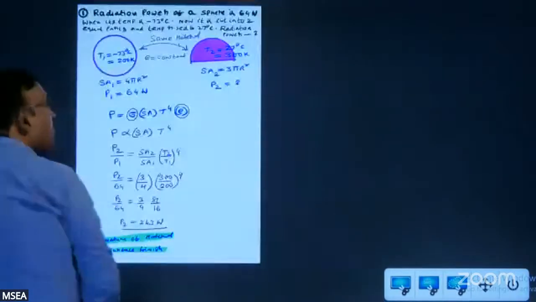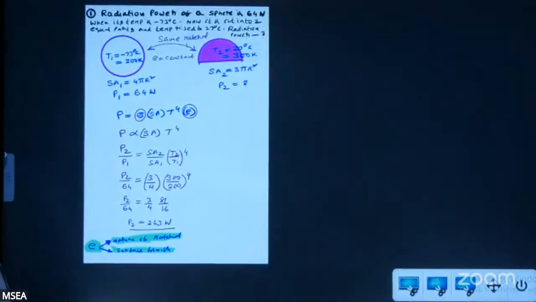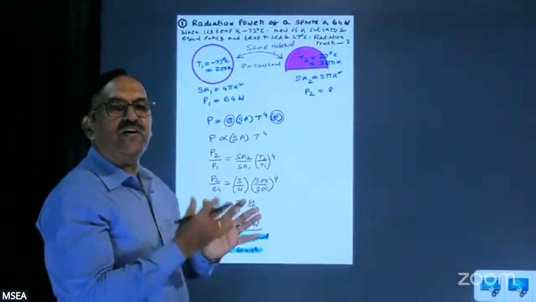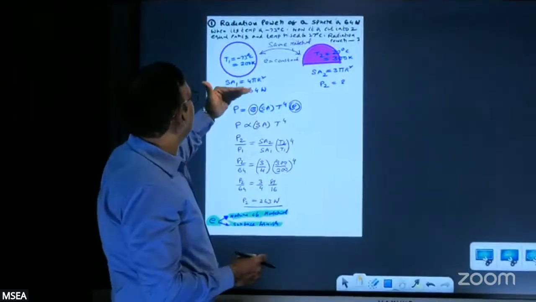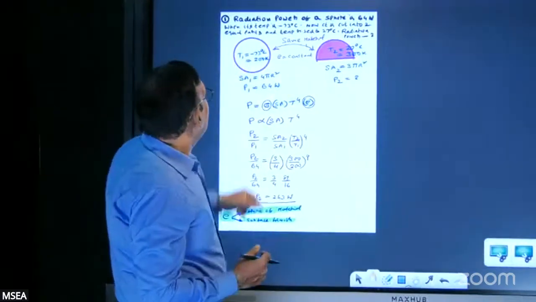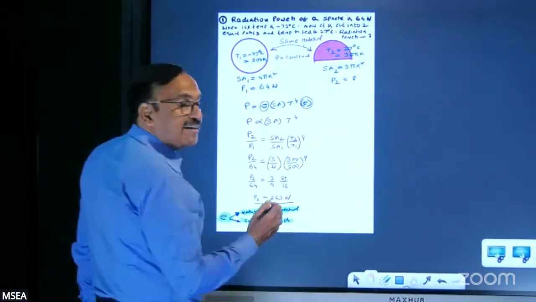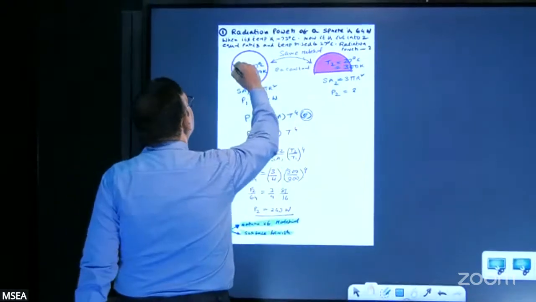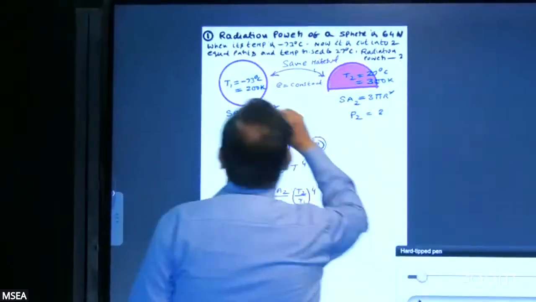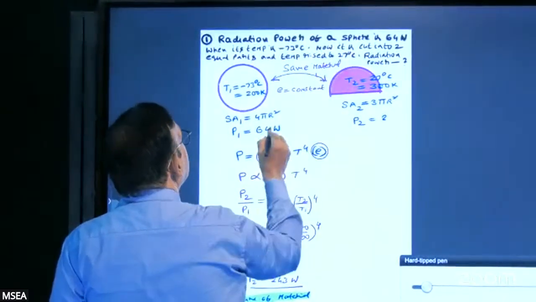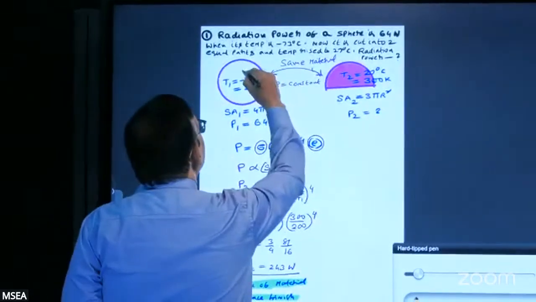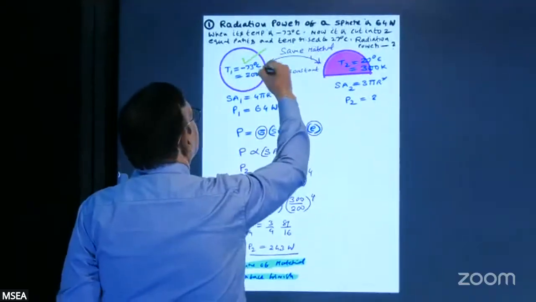Then the next point. Under the heading of Stefan's law of heat radiation, I feel that this is one reasonably basic and standard model. Radiation power of a sphere. When he says sphere, understand that it is a solid sphere. Radiation power of a sphere is 64 watt when it is maintained at minus 73 degrees centigrade.